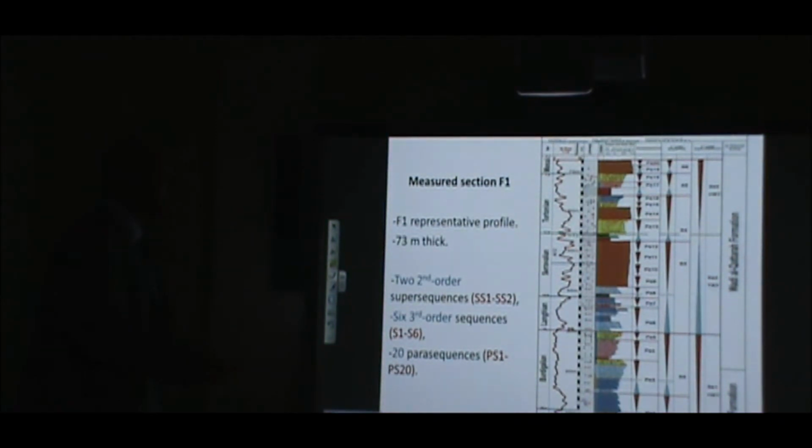It has transgressive system tract. It has high stand system tract. So the high stand of the lower sequence represents the early Miocene. The transgressive system tract of the younger second-order supersequence represents the middle Miocene, and this upper part late Miocene. And within these 2 supersequences, we have 6 third-order sequences: S1, S2, S3, S4, S5, and S6. And within these 6 third-order sequences, we have 20 parasequences from PS1 up to PS20.